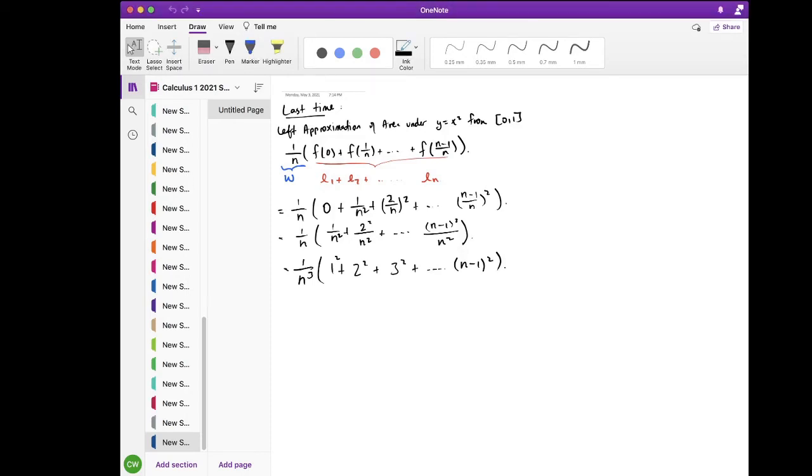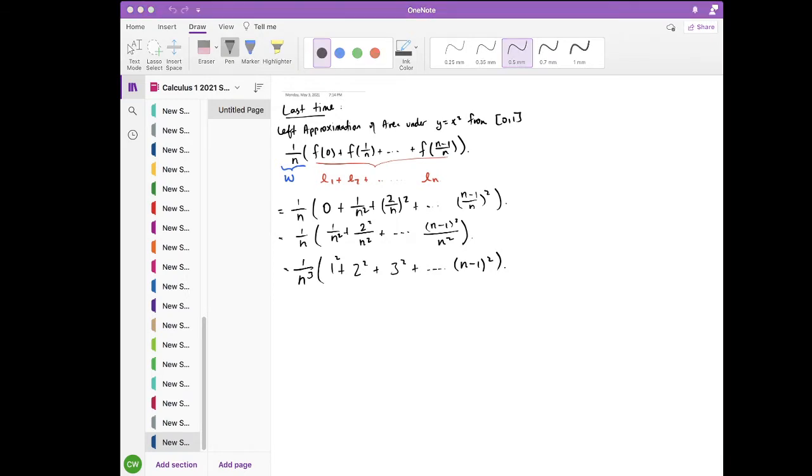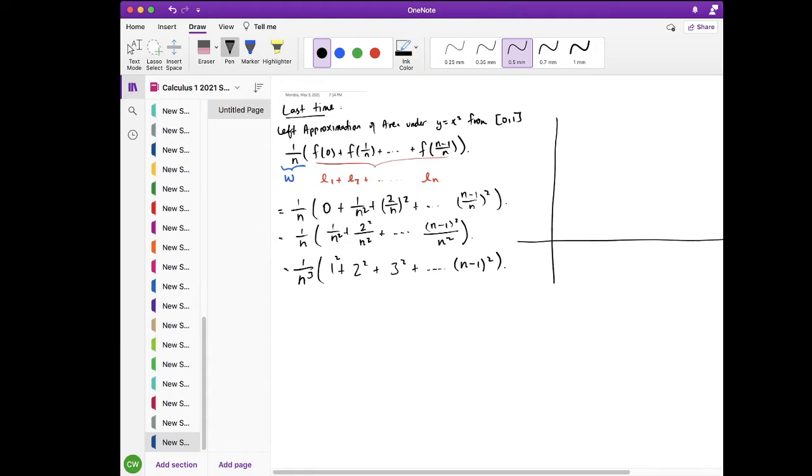So last time we left off with calculating the left approximation of the area underneath the curve y equals x squared from 0 to 1. I'll run through that calculation real quick, and then we'll do it from the right. But first, let's just see what this looks like as a picture. Here's the graph y equals x squared from 0 to 1.